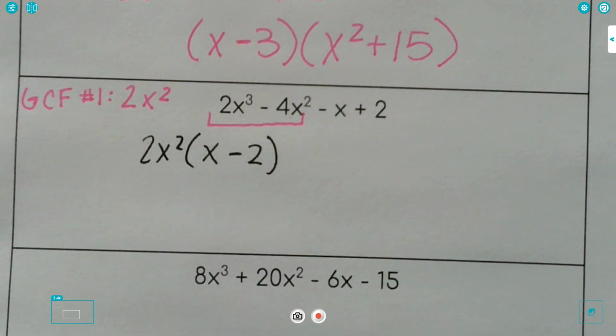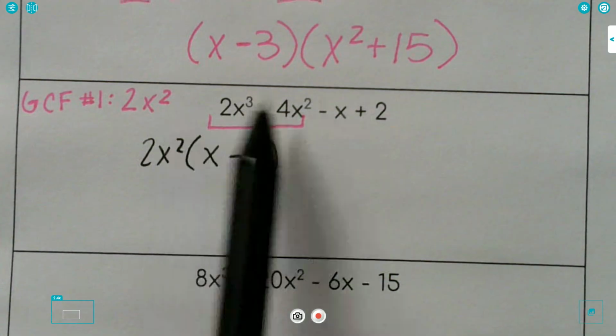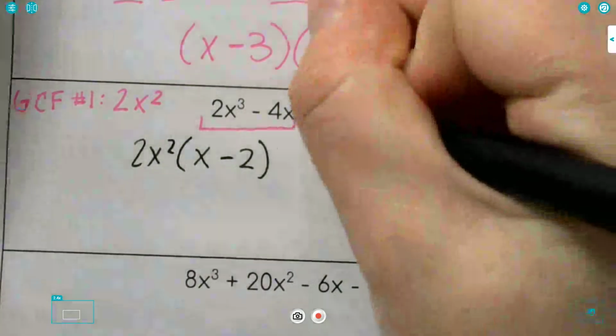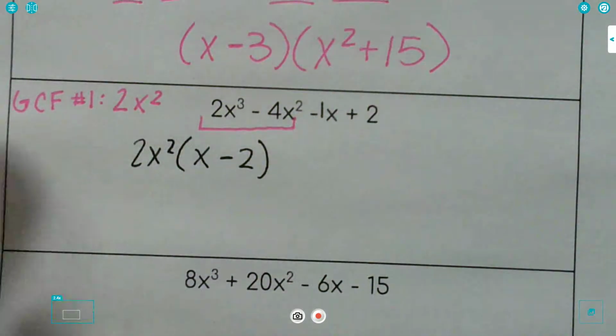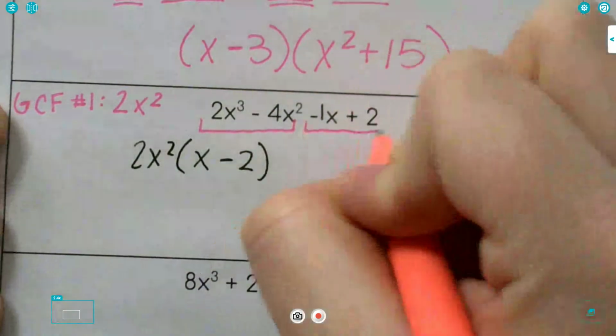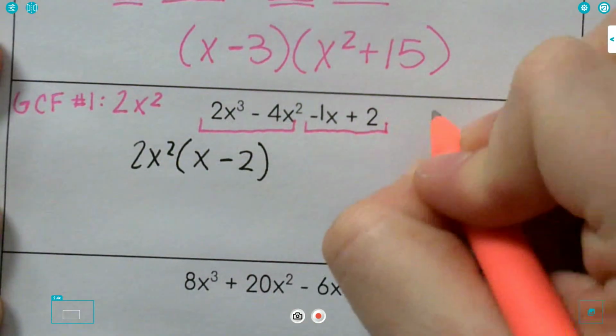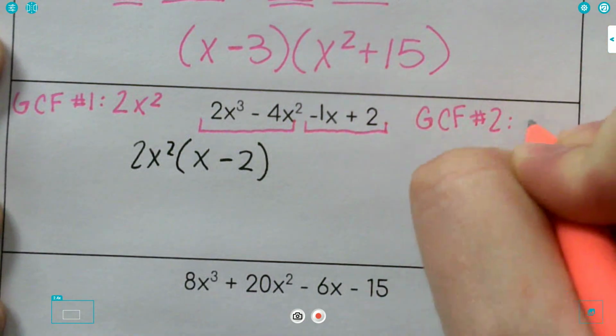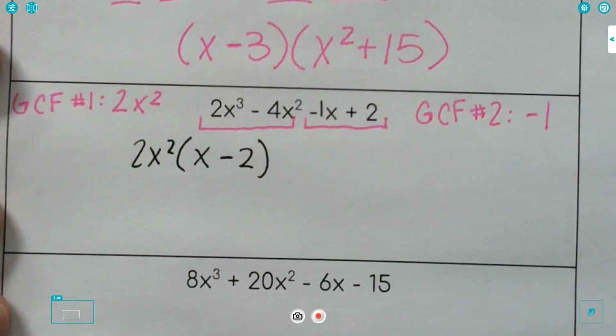Okay, moving on. I have negative x plus 2. I just told you if your third term's negative, we're going to divide out a negative. So I do have an imaginary 1 here. What can I divide negative 1 and 2 by? Only 1. But I want to pull out that negative. So I'm going to divide by negative 1. So my second GCF is just negative 1.